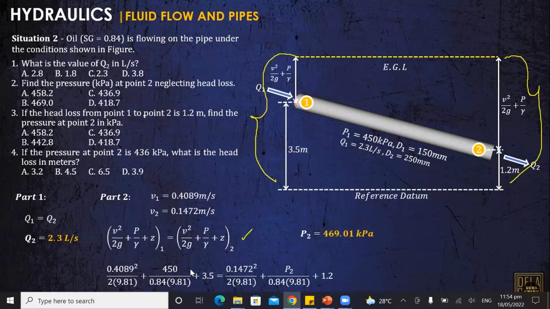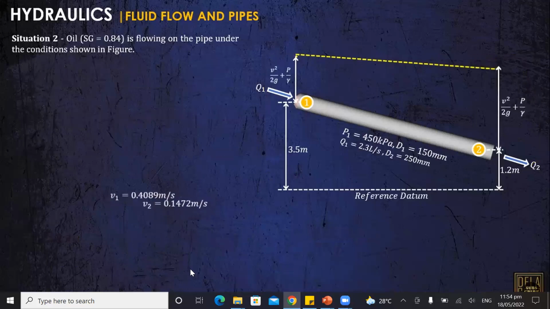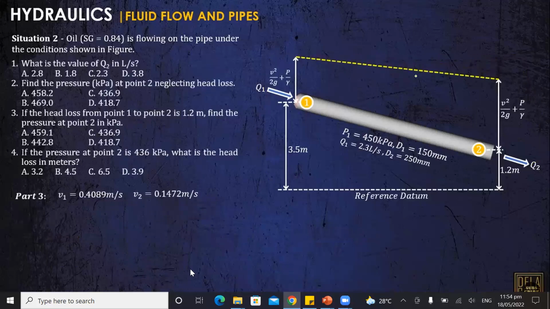Now, if may head loss na tayo, therefore, may mawawala tayo or may drop from point 1 to point 2. So, magiging ganito yung energy grade line natin dyan. Okay? Ito yung nawala or head loss. Nawalang head. Yan yung ibig sabihin ng head loss. So, that is point 2.